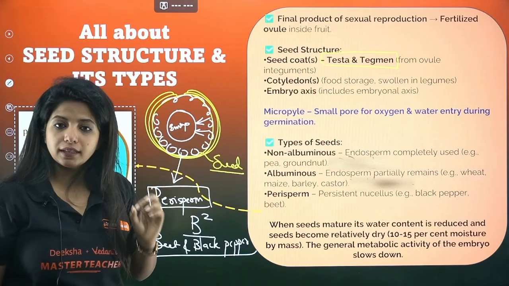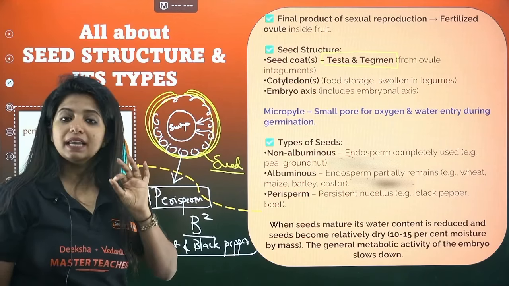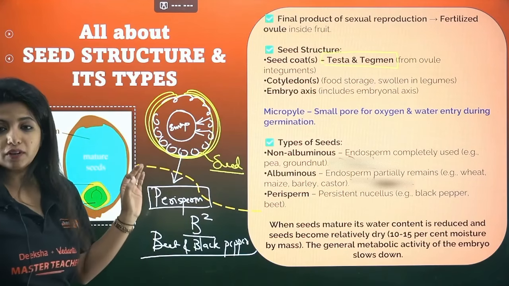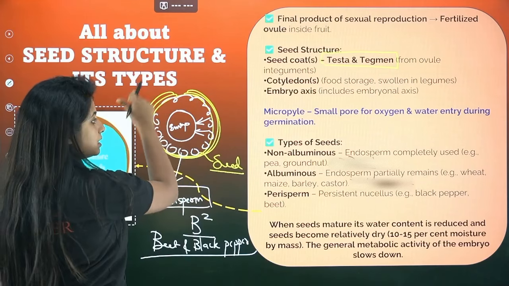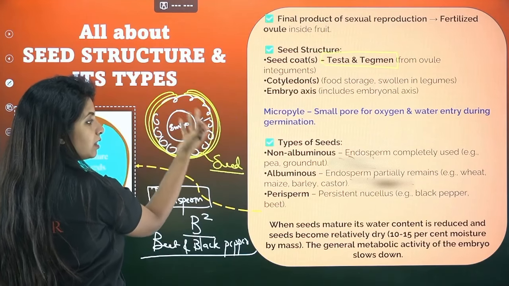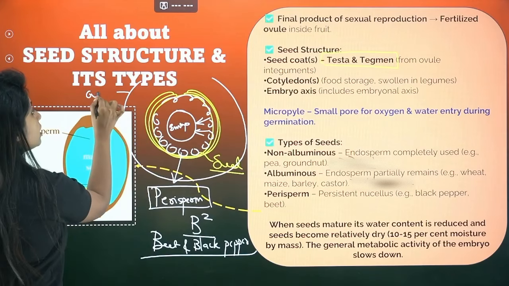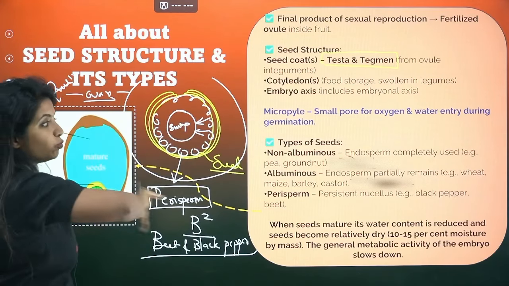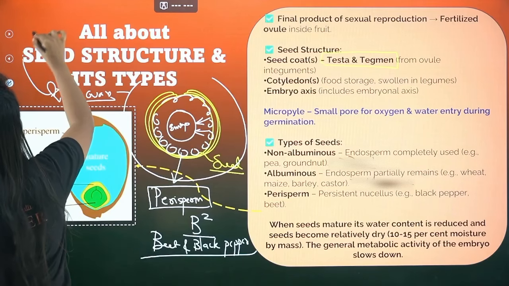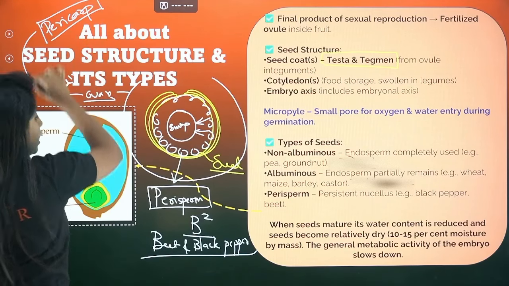Now, one very important thing: people get confused between pericarp and perisperm. Pericarp is something totally different. Pericarp is basically the wall of a fruit. So this is an ovule, and the ovule is basically nothing but a seed. The seed has a seed coat and is inside the ovary. The ovary is now a fruit, and the fruit will also have its wall. It is known as pericarp. The wall of the fruit is known as pericarp.